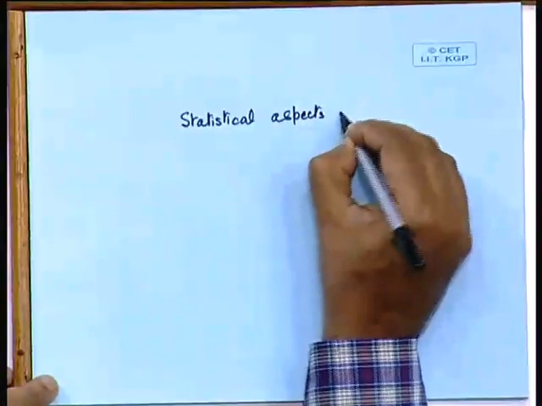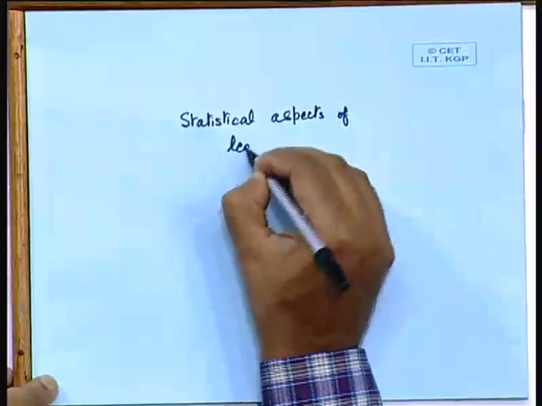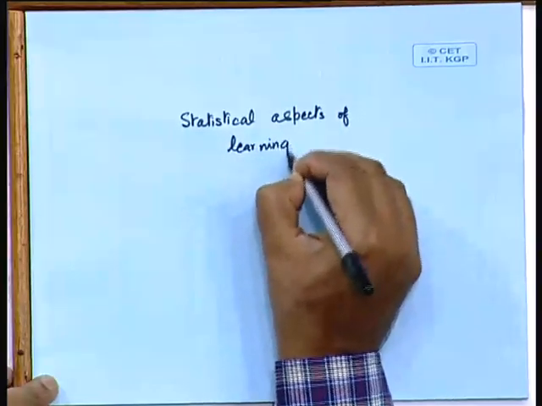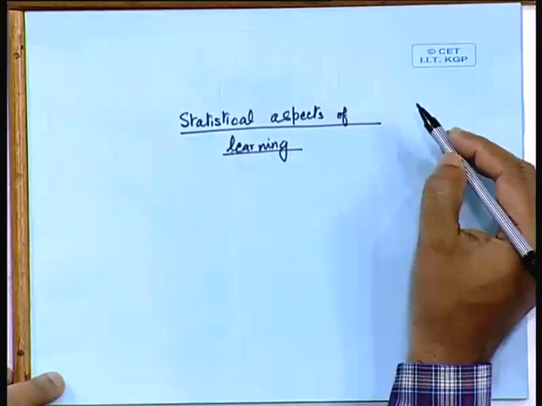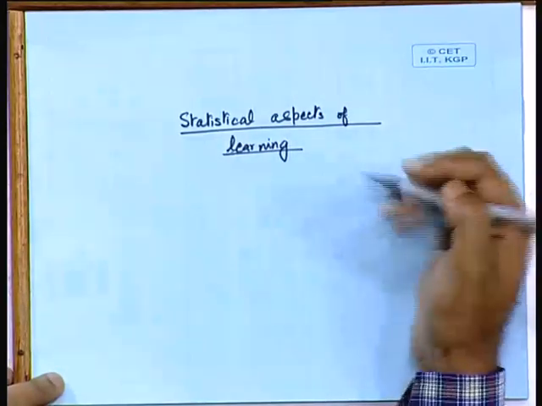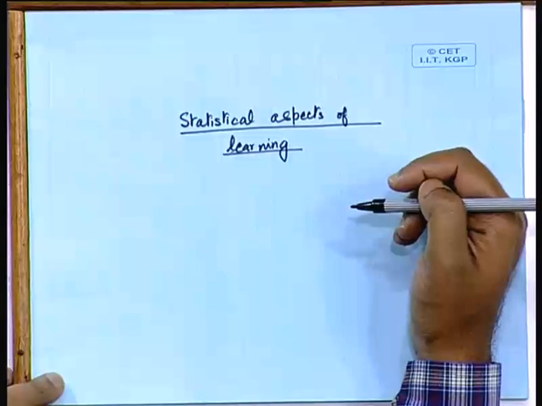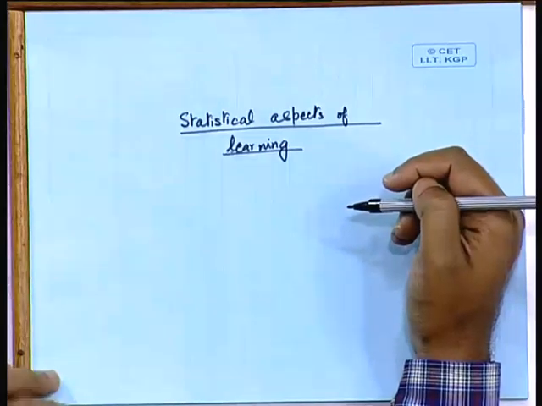Statistical aspects of learning. As a matter of fact, in the last class itself we had introduced this topic, on completion of our discussions related to the associative memory, and towards the end of the class we were deriving an expression that involved the cost function.